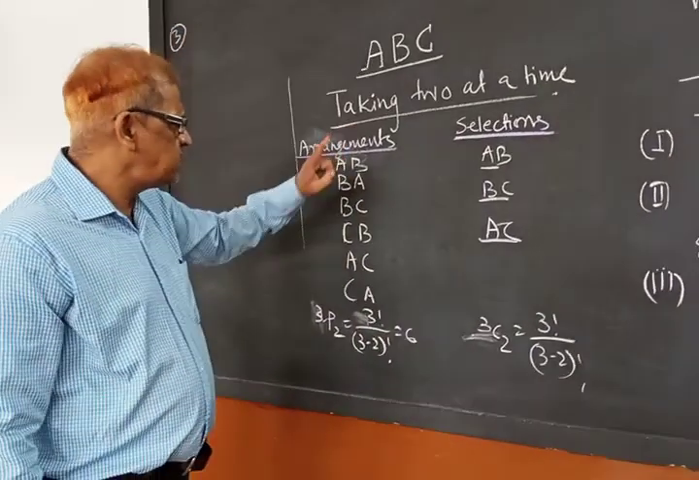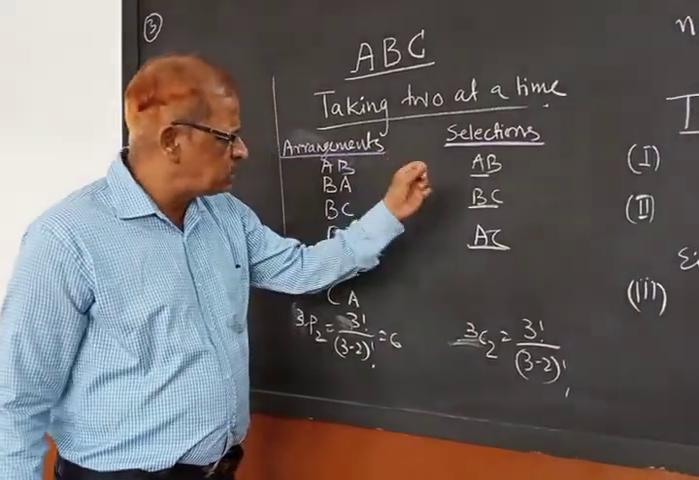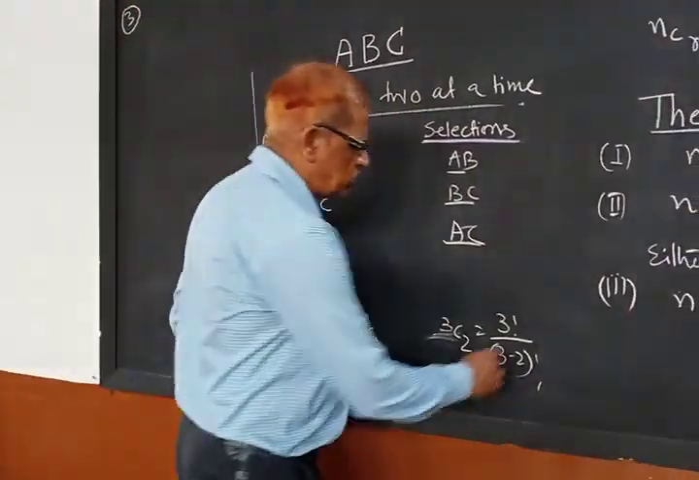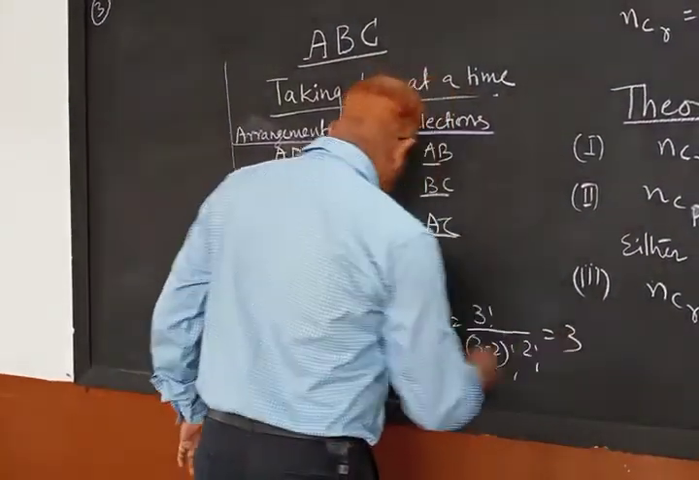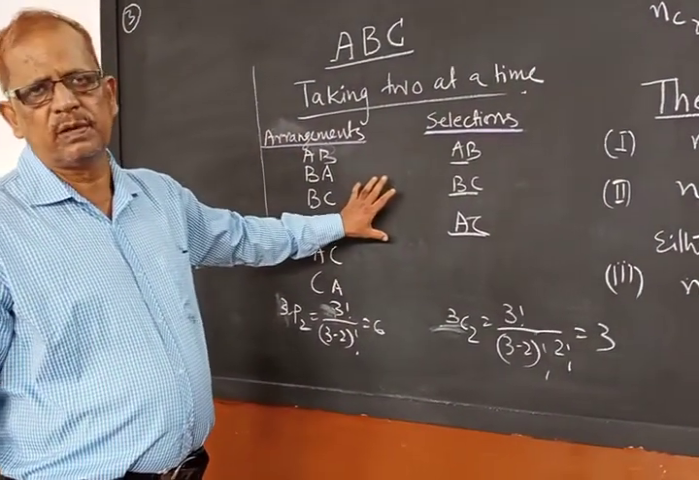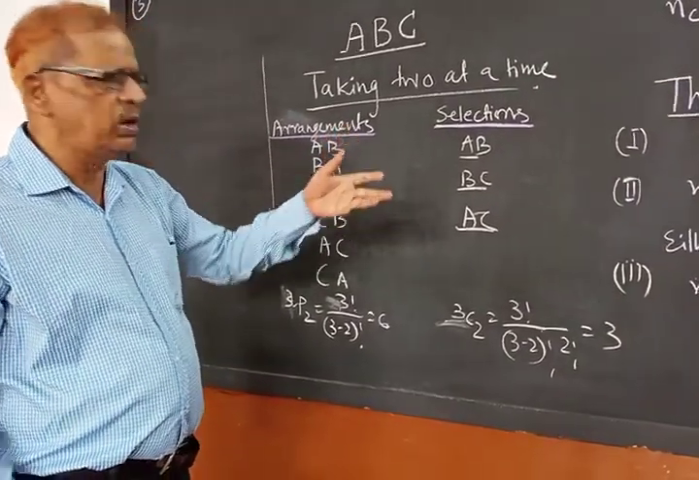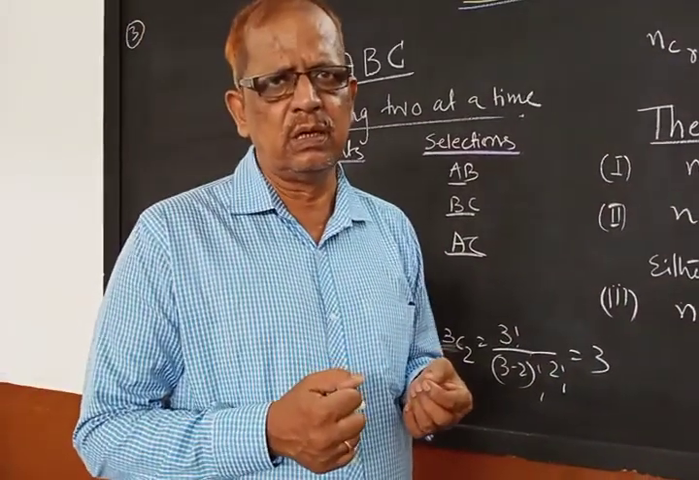Here 3 elements are taken 2 at a time. The ways in which those 2 elements are arranged, like AB and BA, in case of selection count as only 1. So we divide by 2. So from 6 it will come to 3. Okay, this is the basic definition. In combination, the way the elements are arranged is not considered in selection.